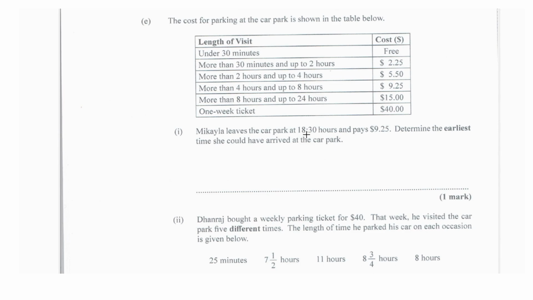So 18:30, and she pays that. So if we subtract 8 hours from 18:30, we should get 10:30. So 18:30 hours, and we subtract 8 hours from it. So that would be 10:30. So the earliest time she could have arrived would be about 10:30 hours.